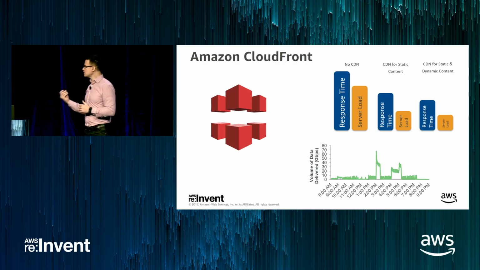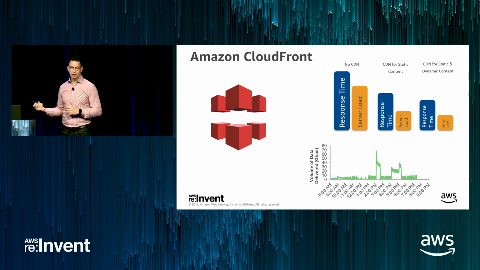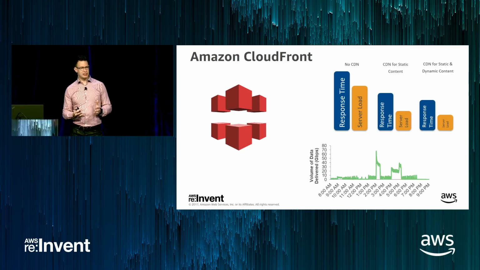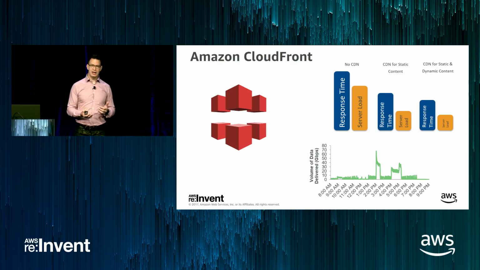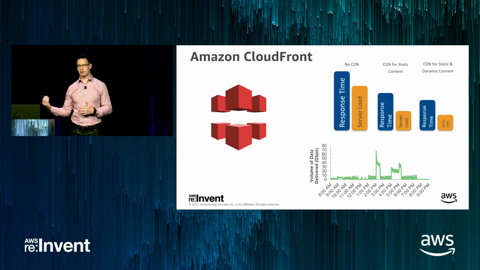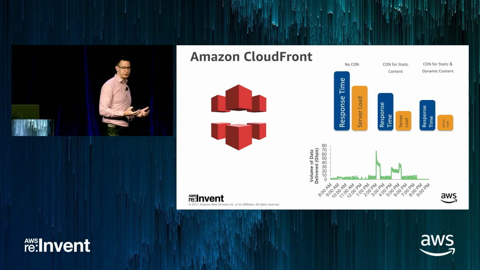And we can see here that using a content delivery network, we can actually reduce the latency in our system. We can reduce the response time and reduce that server load, because every request that hits CloudFront doesn't hit S3 and doesn't hit our web tier. So our server load is going to be much reduced.